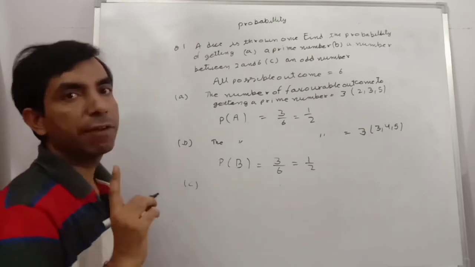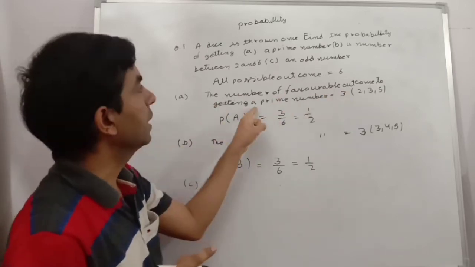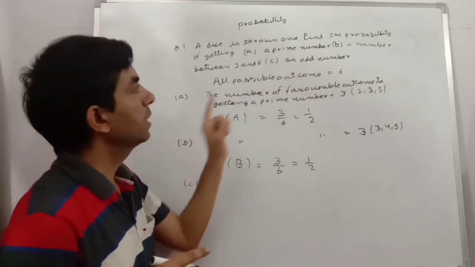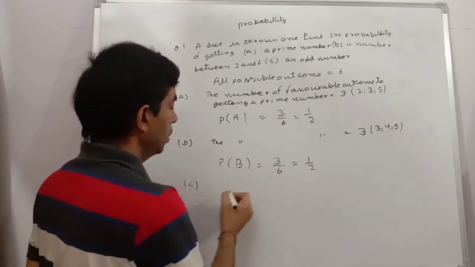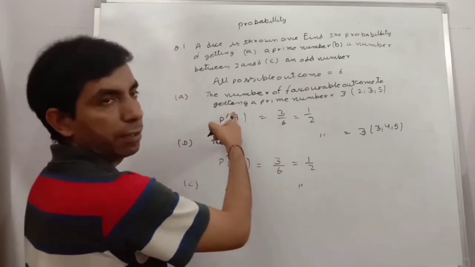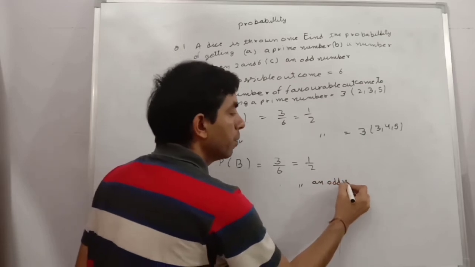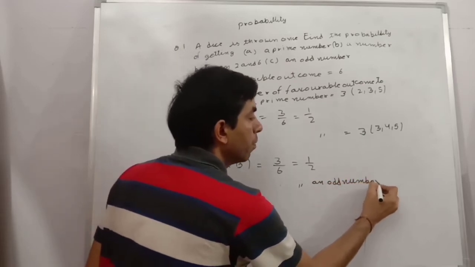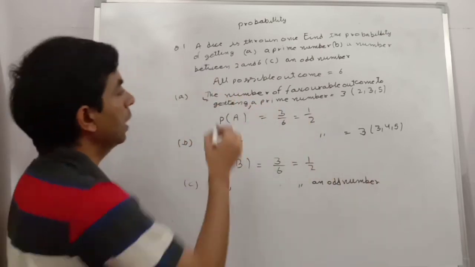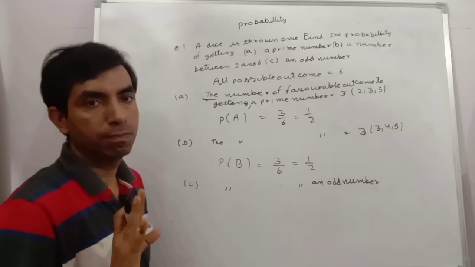Similarly, each time the language does not change. Each time generally we write the number of favorable outcomes to getting a prime number, a number between 2 and 6, an odd number. So in the third part the starting language is the same. After getting only this is changed, an odd number. Otherwise, the language is the same for favorable outcomes in each part.